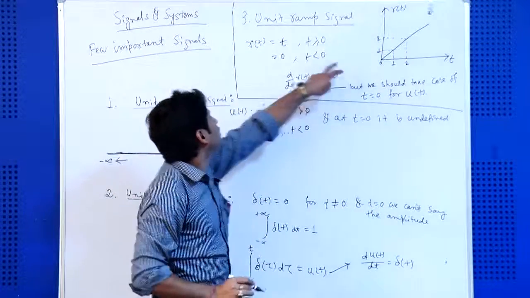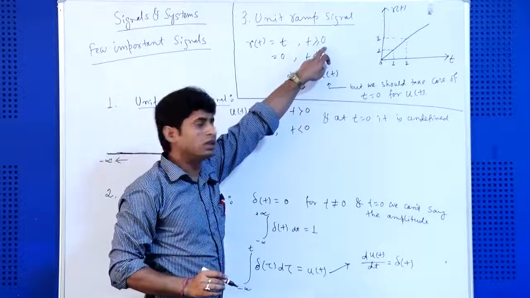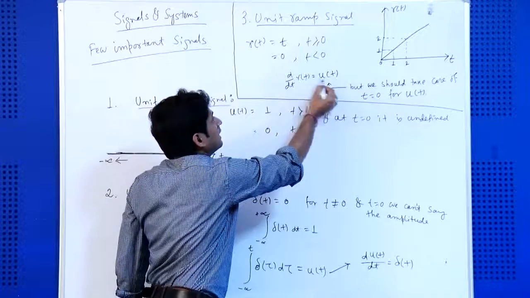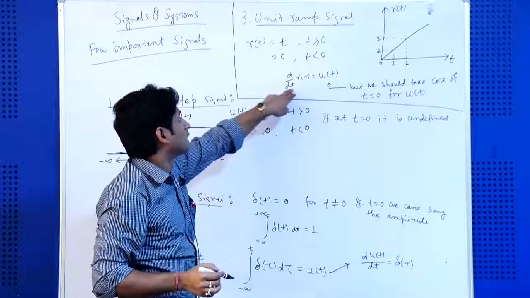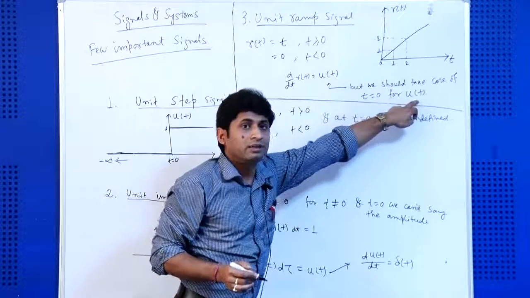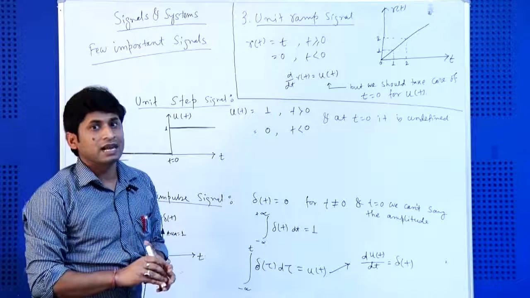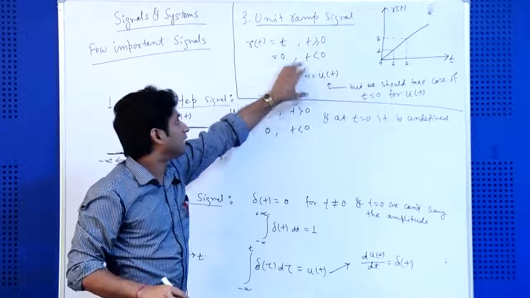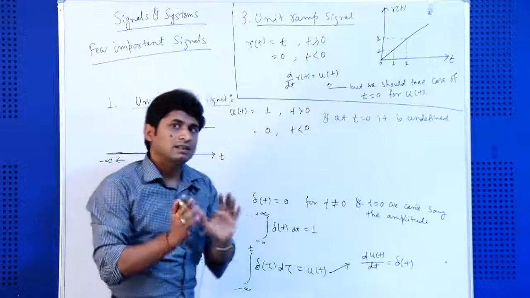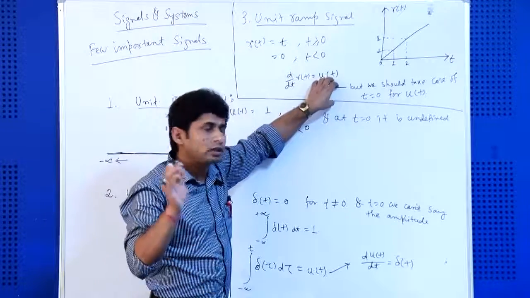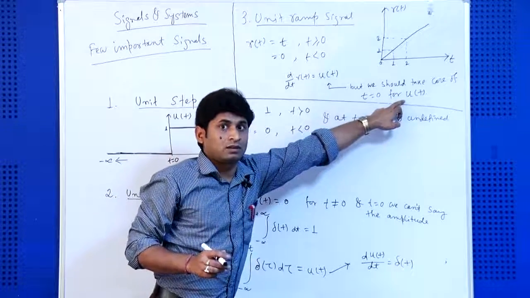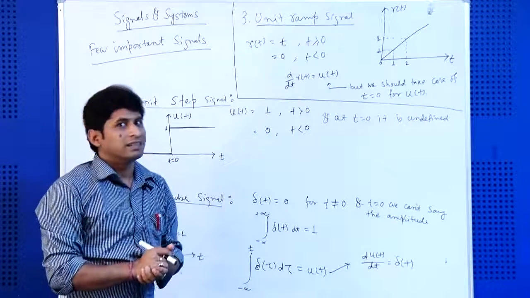So r(t) is equal to t for t greater than or equal to 0, r(t) is equal to 0 for t less than 0, and the derivative of this r(t) is equal to u(t). But in this process we should take care about the instant t equal to 0 of u(t), because we know that at t equal to 0 u(t) is undefined. So when differentiating r(t), d/dt of r(t) equals u(t) is correct, but we should take care of what is happening at t equal to 0 for u(t), as it is undefined there.